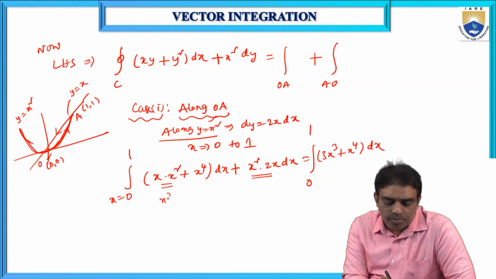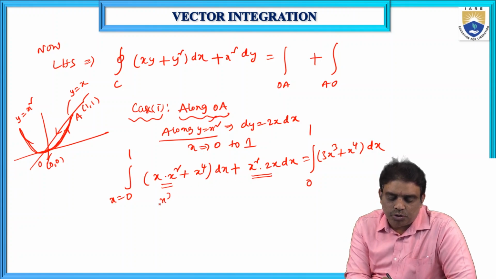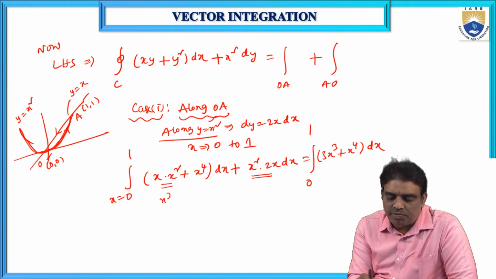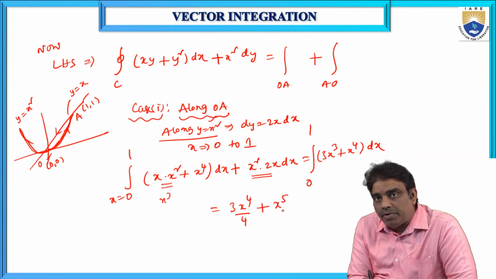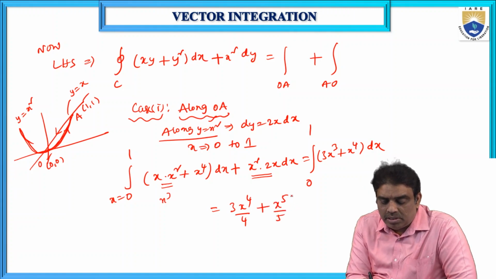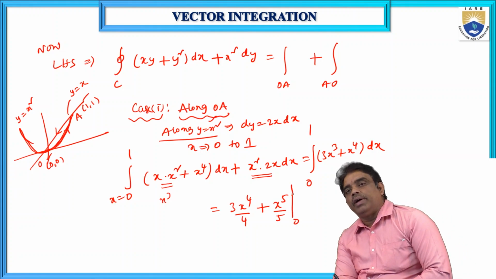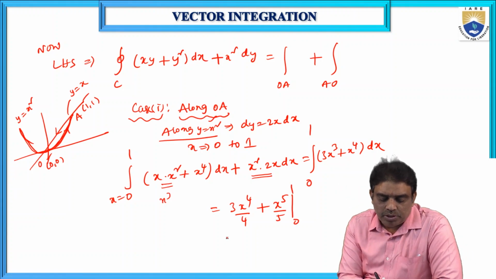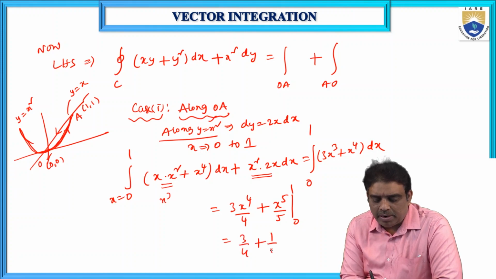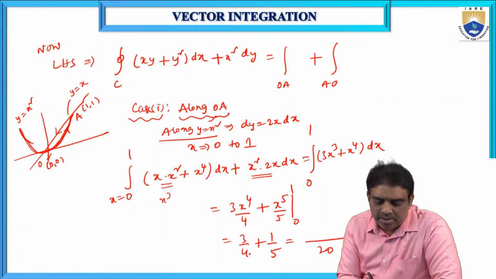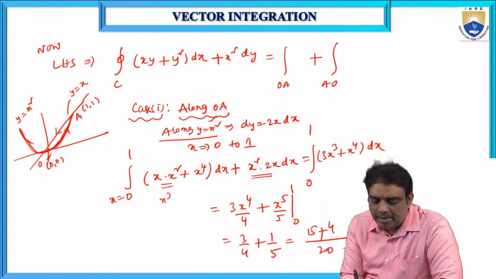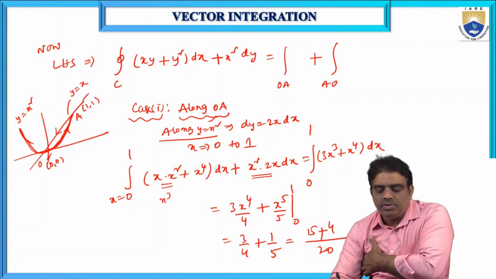See, this is x cube, and already 2x cube is there. 2x cube plus x cube is 3x cube, plus x power 4 dx. Now on integrating, 3x power 4 by 4 plus x power 5 by 5, the limits are between 0 and 1. Substituting the limits, 3 by 4 plus 1 by 5, the lower limits are both zero. LCM 20: 15 plus 4, that is equal to 19 by 20. That is the first integral value along OA.